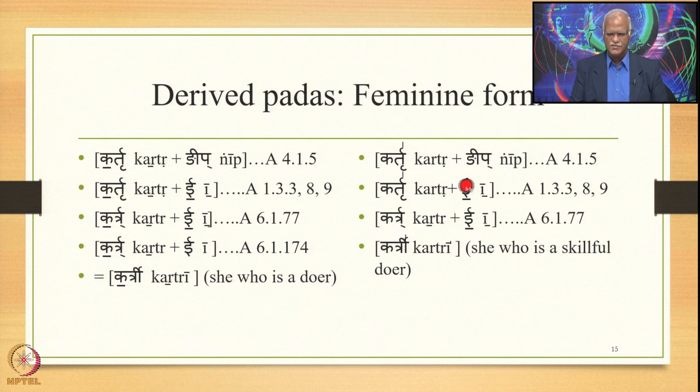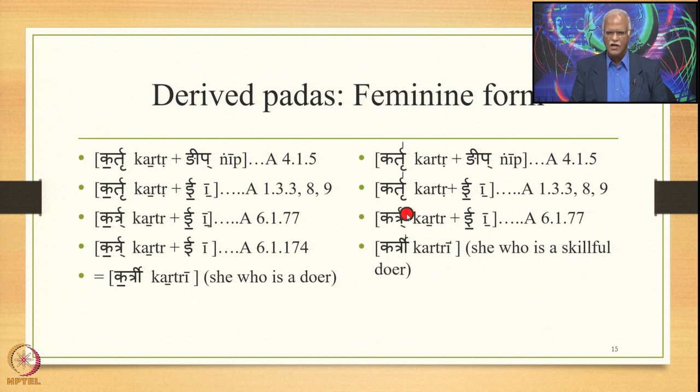Similarly, if we look at this derivation, we have kartr with the initial vowel udatta, followed by ngip. So kartr has the initial vowel udatta, unmarked, and e is anudatta by default by the sutra anudattau suppitau. Once again there is yan sandhi, but now this yan happens in place of an anudatta vowel which comes immediately after an udatta, therefore it is converted into a svarita.